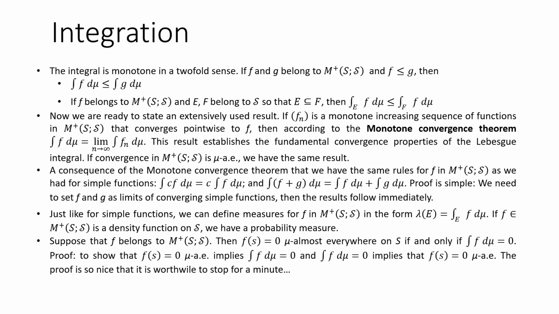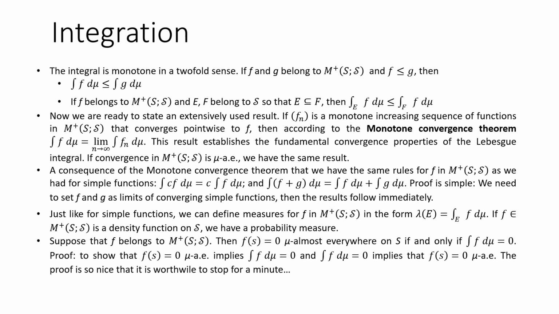So practically speaking, if we know that a function is the limit of a series of monotone increasing functions, then the integral of the function is the same as the limit of the integrals of the functions in the series. This holds if convergence is mu almost everywhere, by which we mean that convergence doesn't necessarily hold over the whole state space. It may be the case that convergence holds only for a smaller subset of the state space. We have the same result.